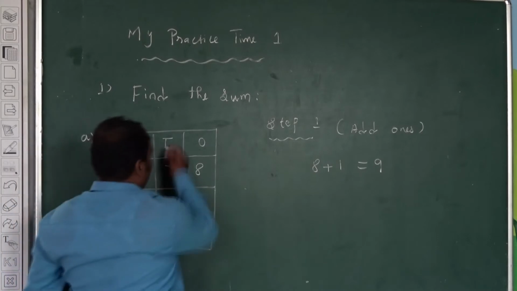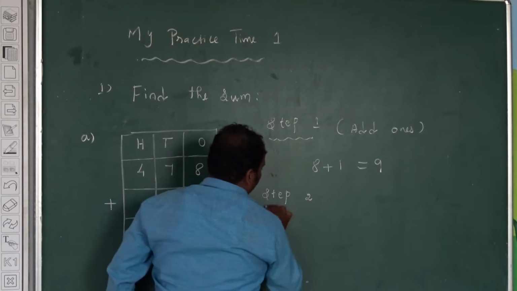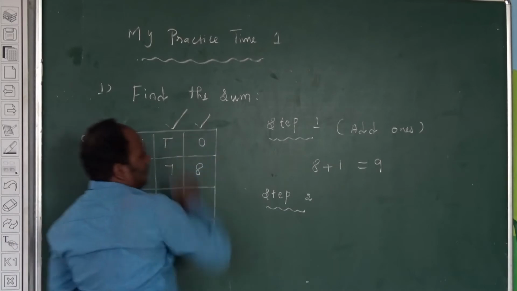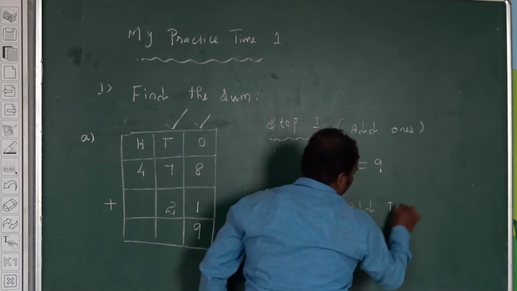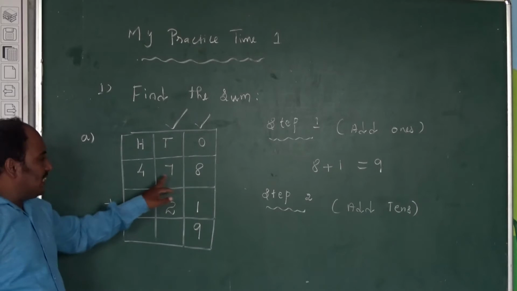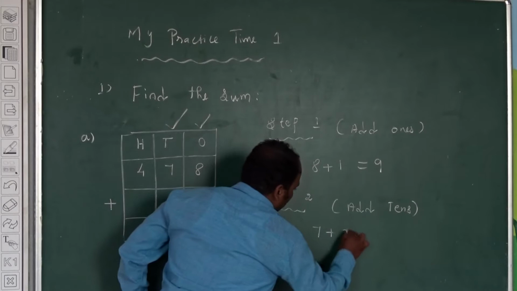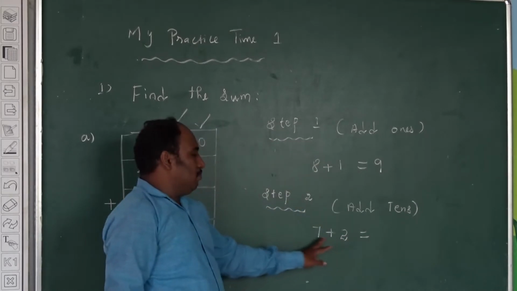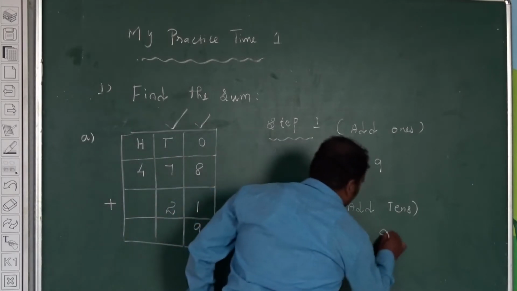Step 2. Next we add the tens place. Tens place: 7 tens plus 2 tens. 7 plus 2 is equal to 9.